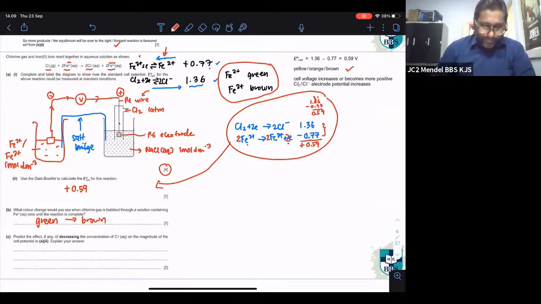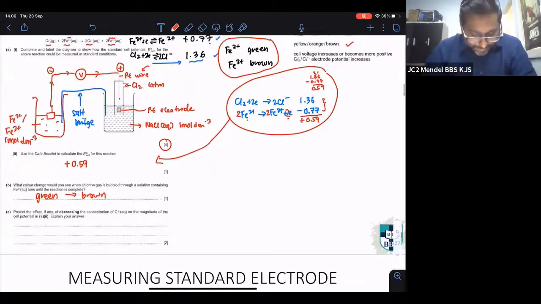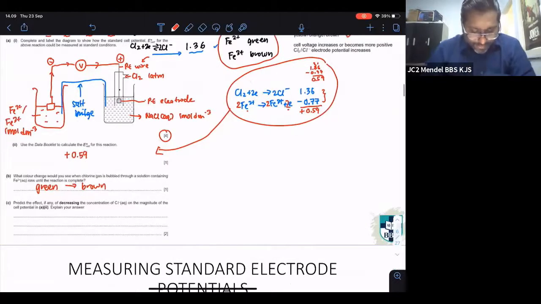The next is predicting the effect, if any, of decreasing the concentration of chloride ion. If you want to decrease the chloride ion, what will happen? If you want to answer this question, there are two ways to do it.